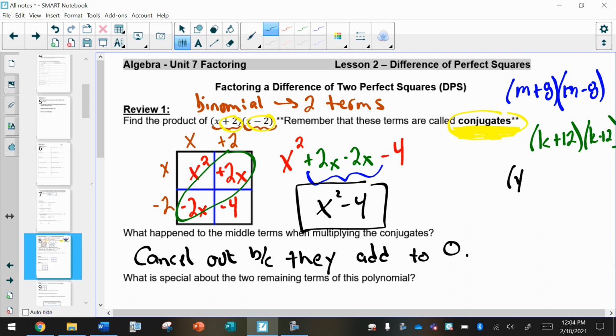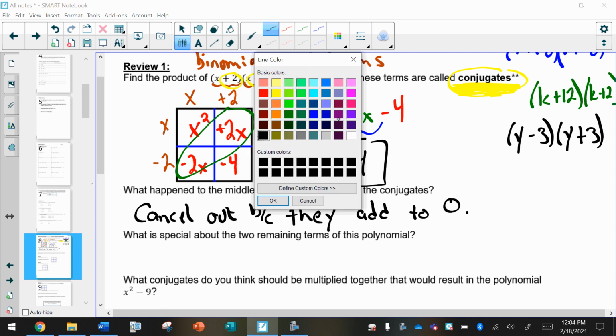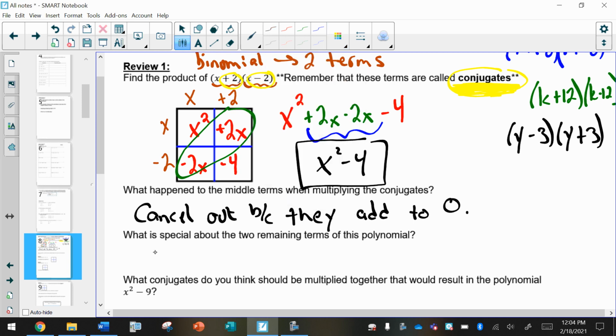Another example, it could be y minus 3 and y plus 3. The order doesn't matter, which one's the plus and which one's the minus and which one's first and which one's second. That doesn't matter. But it's the same number where one of them is a negative, the subtraction, one of them is a positive, the adding. So when you multiply two conjugates together, because it's the same number but opposite signs, one's positive, one's negative, they will always cancel out. Okay? The remaining two terms, the x squared and the negative 4, the reason why they are special is because they are perfect squares.